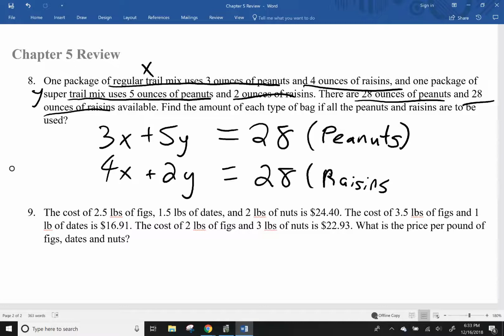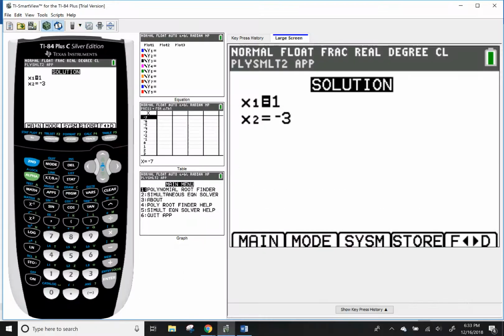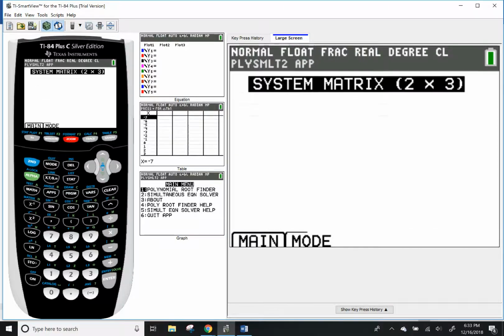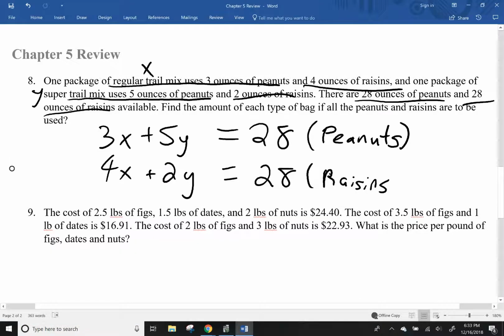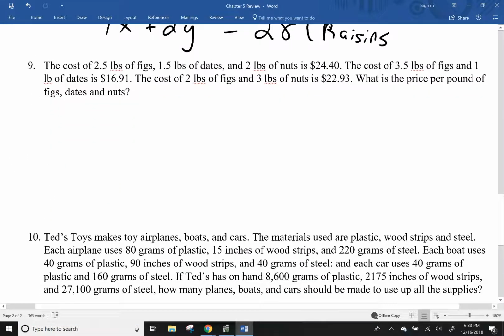So there's my system. Simply go back in the calculator and plug them in and get your values. Same thing with number 9 and 10. Let's just make the equations and you guys can type them in the calculator.